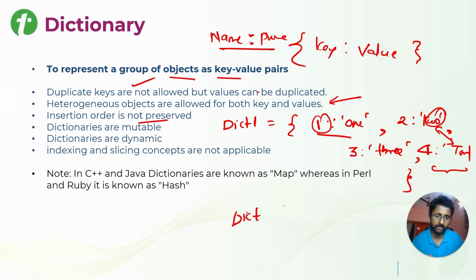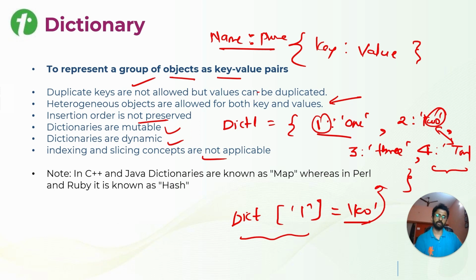But instead of that, whenever you want to call something, you just have to call its key instead of its index. Dictionaries are mutable, dynamic, and indexing and slicing is not applicable. Mutable means from outside you can just do value assignments to the dictionaries by giving any value to the key. In C++ and Java, dictionaries are also known as maps, whereas in Perl and Ruby they are known as hash. So these are the dictionaries in Python.